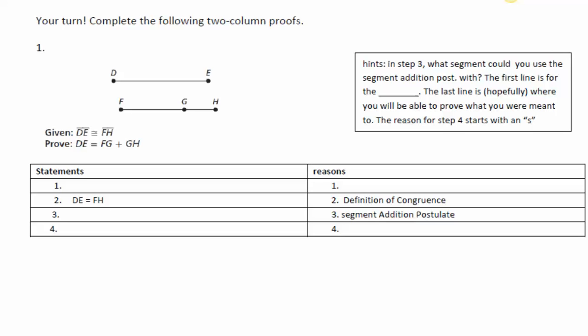There's a hint here: in step 3, what segment could you use the segment addition postulate with? For example, segment DE has no parts in it. It's just one segment, so I can't use the segment addition postulate. But segment FH is made up of 2 parts added together. So for step 3, you're going to write the equation of what 2 parts added together will equal the whole thing. And then in step 4, you might be able to say, well, wait, DE is equal to FH, so maybe I'll be able to substitute something. So try that one and see how that goes.